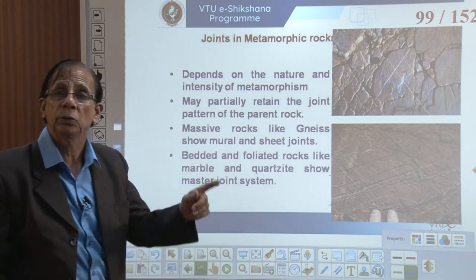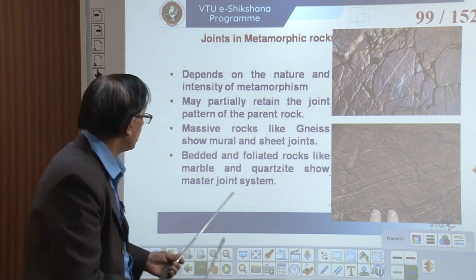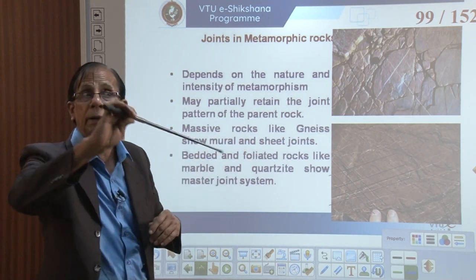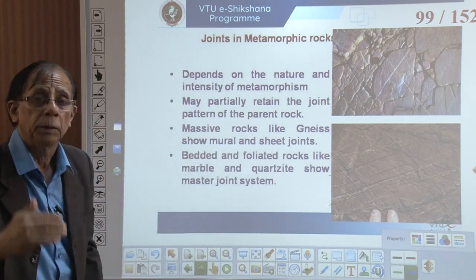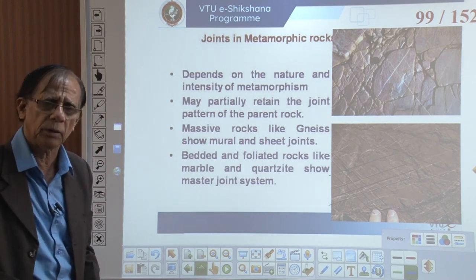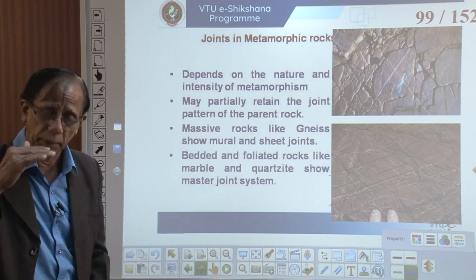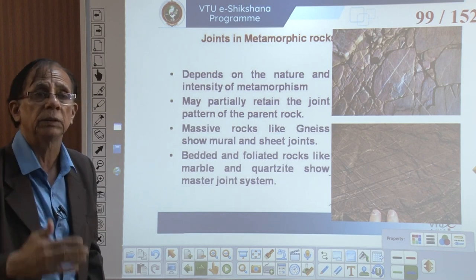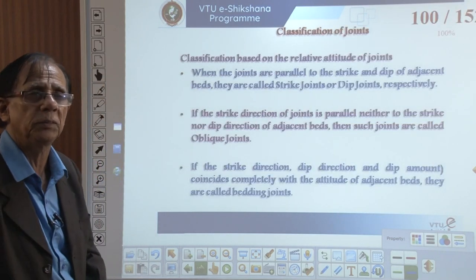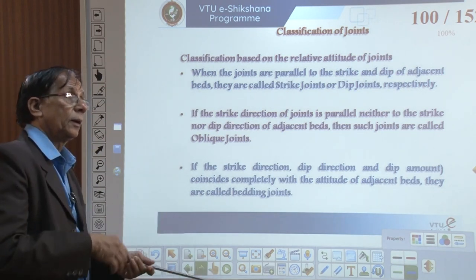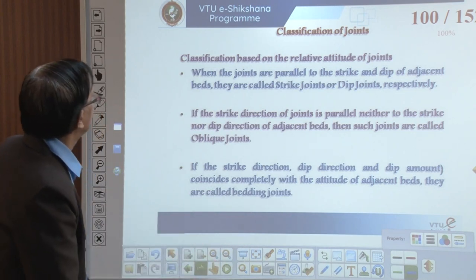Granite gneiss often shows the parent rock's mural joints, whereas bedded and foliated rocks like marble and quartzite show master joints, as they did in sedimentary rock, with a similar bedded structure. They also show these when they are metamorphosed. That is to say, they inherit some of the parent rock's character, so some of the joint patterns also follow those of their parent rock, whether igneous, metamorphic or sedimentary. In addition, under metamorphic conditions they develop schistosity and cleavage, another set, all regular. So there is a possibility of superposition of joints in metamorphic rock, meaning different joint types: some related to the parent rock, some developed during metamorphism.